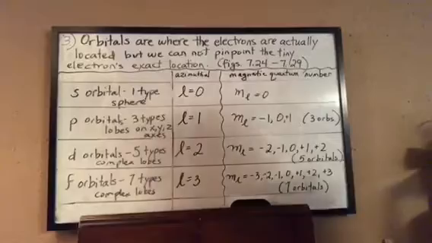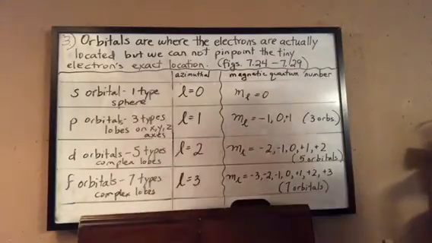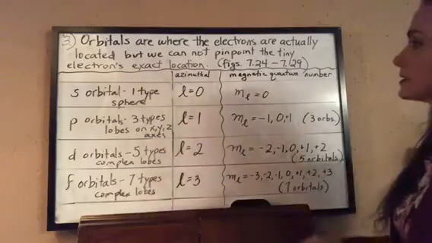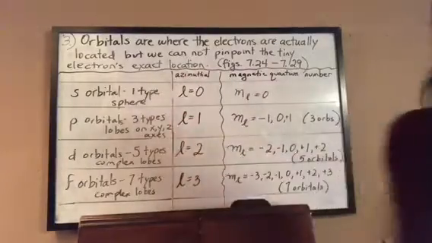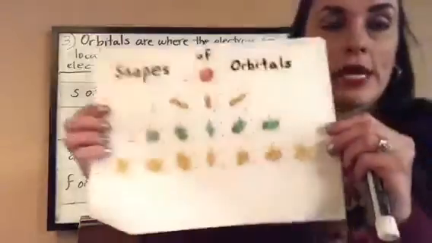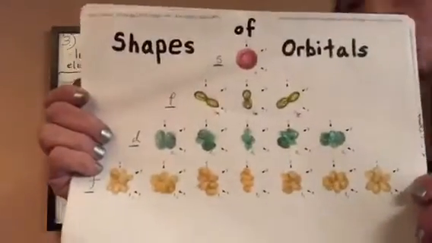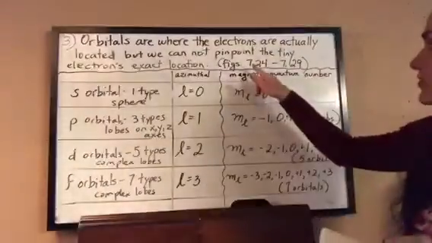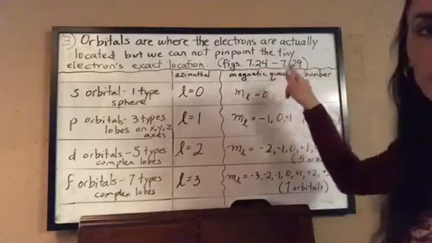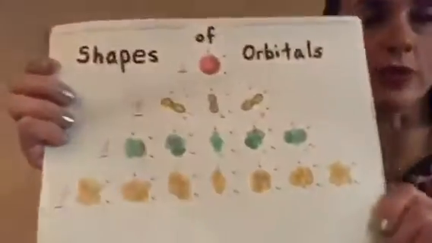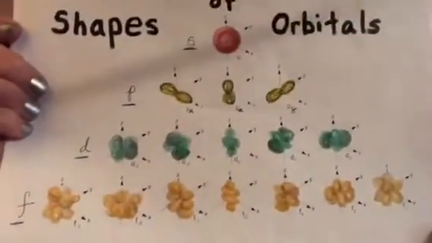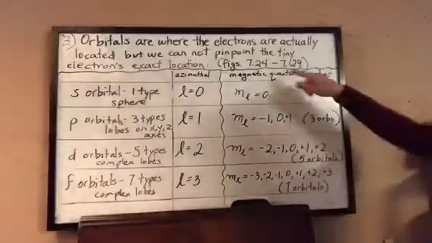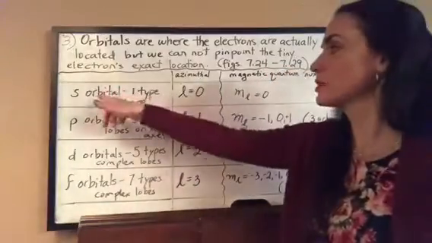The orbitals are where the electrons are actually located, but we cannot pinpoint the tiny electron's exact location. Remember, the electron is moving. So we have orbitals, and they have different shapes, and I was showing you a little bit earlier these pictures here, which represent the shapes of the orbitals. So we're going to talk a little bit more in detail now about these. But note in your textbook, figures 7.24 through 7.29 give you representations of what I'm showing you here with this illustration. This illustration just has everything on one page, but you have the same pictures in your textbook with these figures.